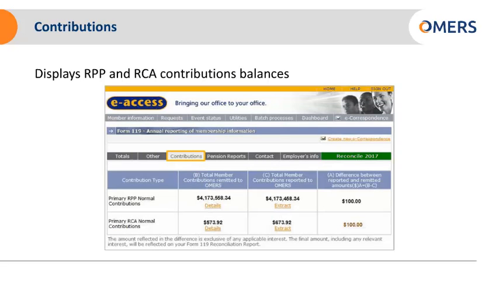The next tab you will review is your Contributions tab. There are 3 different columns in this tab, broken down by RPP and RCA. The first column is column B, Total Member Contributions Remitted to OMERS. This column reflects any member contributions reported on your Form 105s for the 2016 reconciliation year. The second column is column C, Total Member Contributions Reported to OMERS. This column reflects any member contributions reported on Form 119s or Form 143s.